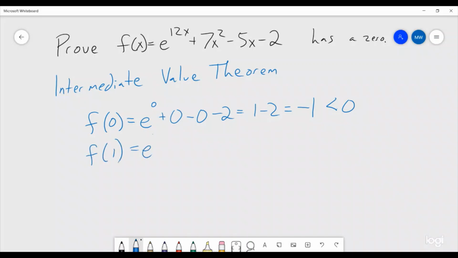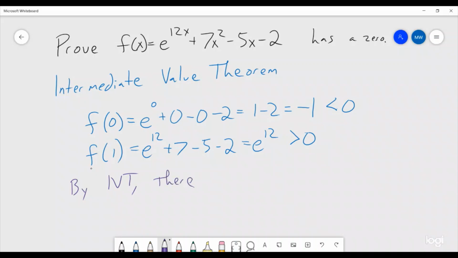That's e to the 12 plus 7 minus 5 minus 2. That's e to the 12, which is bigger than 0. So from these two pieces, by the intermediate value theorem, there is a 0. There might be more than one, but we can guarantee that there is at least one.